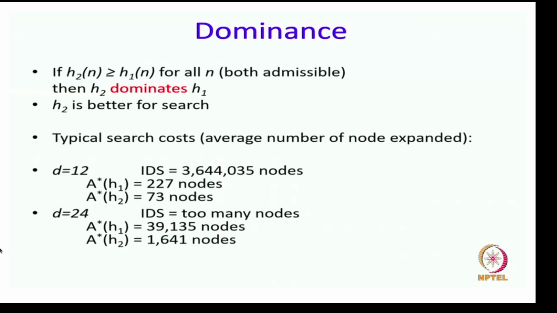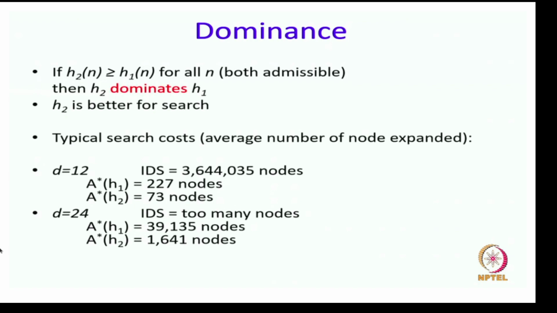So with D equals 12, you can see this number is very high. If I increase the D, if I just double it, then it will be too much. Too many nodes need to be expanded.